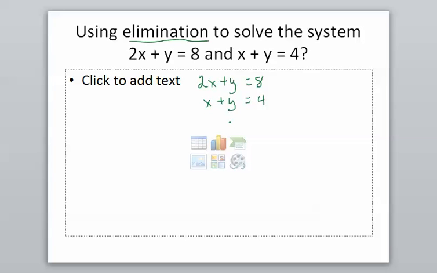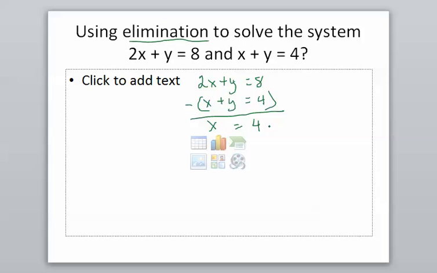To eliminate means I need to get rid of one of the variables. So to do that, I'm actually going to subtract this whole equation from the first one. So 2x minus x would give me an x. And a y minus a y would give me a 0. I eliminated the y. And 8 minus 4 would give me a 4. I got a value for x.